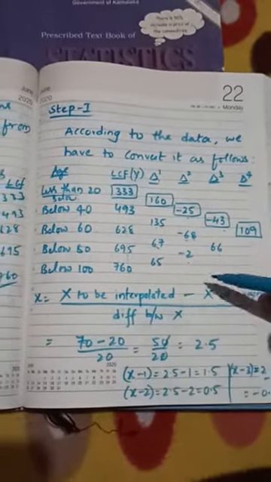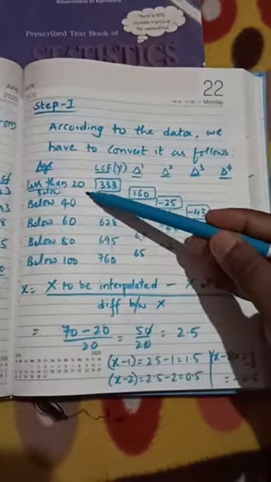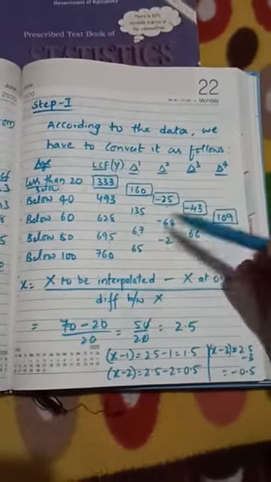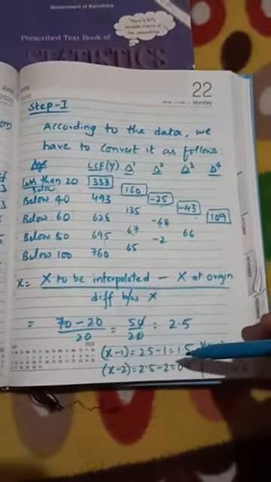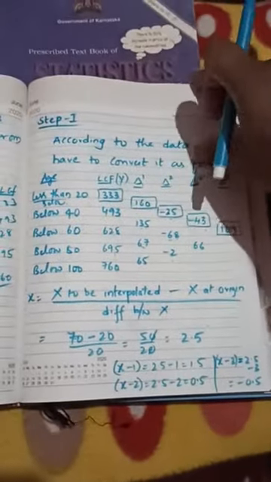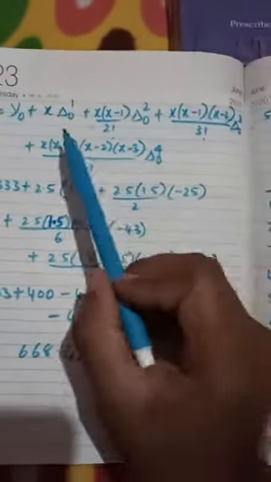Then 70 minus x at origin 20, divided by the common difference between x values, 20. So you will be getting 2.5. Then x minus 1, x minus 2, x minus 3, x minus 4. That way all things should be calculated. Finally, substitute in the formula.